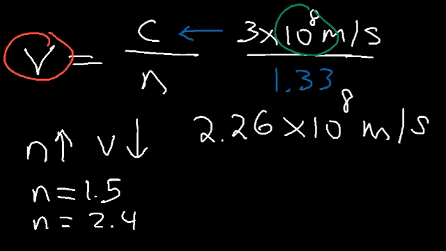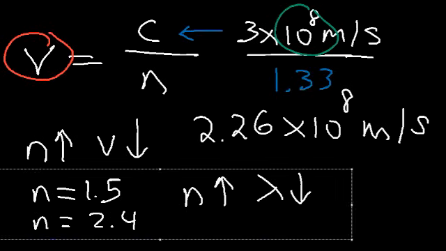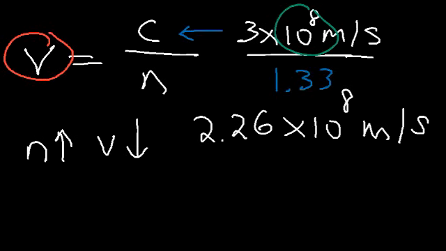Now what about the wavelength? We see that as the index of refraction increases, the speed of light decreases. But what effect does it have on the wavelength? As the index of refraction increases, it turns out that the wavelength decreases as well. The equation that you need is: the wavelength in a material with an index of refraction of n is equal to the wavelength in empty space divided by n.